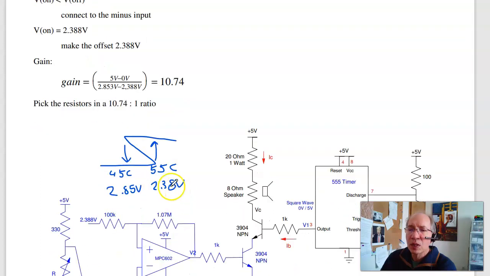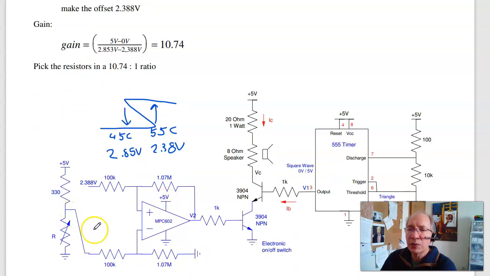Now, since the on voltage is less than the off voltage, connect to the minus input. The on voltage is your offset, and the slope is the gain. Output changes by 5 volts when the input changes by 0.5, 10 to 1. So make this a 10 to 1 ratio. There's my Schmitt trigger. Have that drive the second stage. It should now turn on at 2.38 volts, turn off at 2.85.